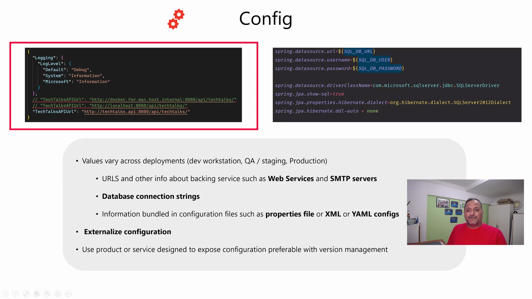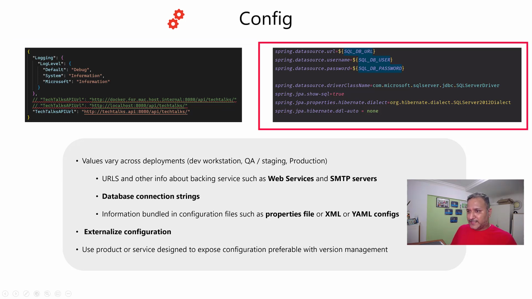Now, if we have to deploy this to a different environment, we might definitely want to change this as per the needs of the target deployment environment. The other way is here on the right hand side, we see a Spring properties file, Java Spring Boot application, which has a properties file. And here we have used the environment variables to store the database URL, username and password.